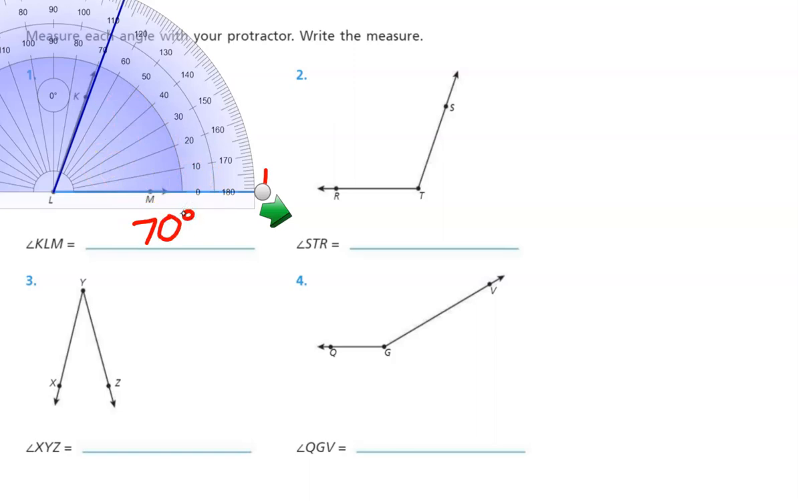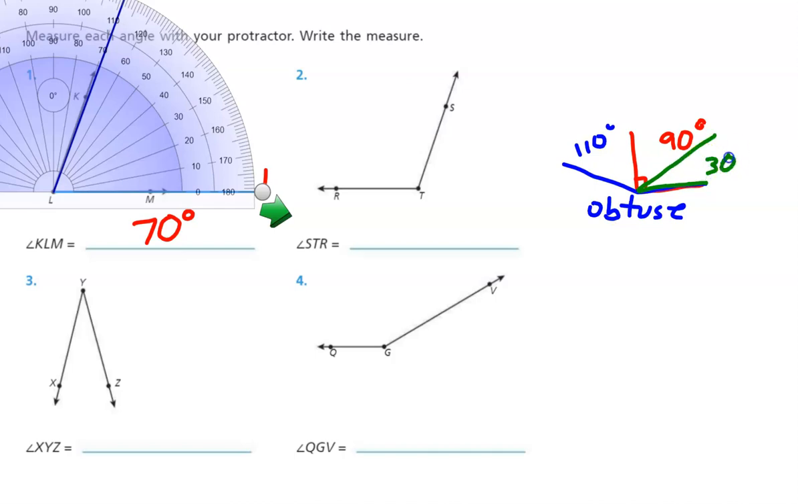Now I want to talk to you about how I knew that it was 70 and not 110. 110 is going to be greater than 90, and I don't know if you guys remember listening to me talk to you the other day about a right angle, but a right angle is exactly 90 degrees, and anything that is greater than 90 degrees we call obtuse. And then in green, anything that we label that is less than 90 degrees, let's say that this was 30 degrees for whatever reason, we would call that acute.